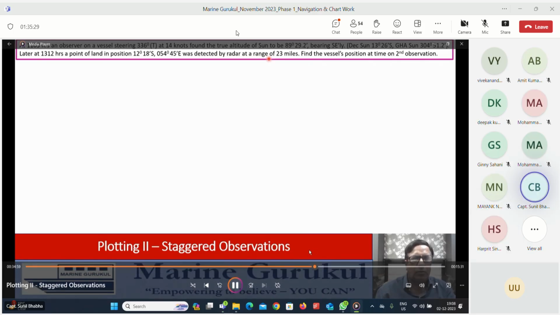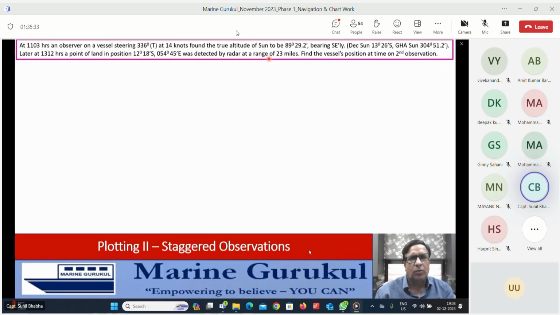And to do so, we'll have to transfer nothing else but only the center of the first circle. We do not have a choice when it comes to transferring position circles. It is the center and only the center that needs to be transferred. So we have the 1103 PC. That 1103 PC shall be drawn with the center as the sun's GP.